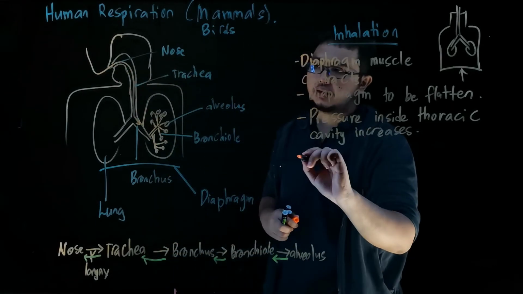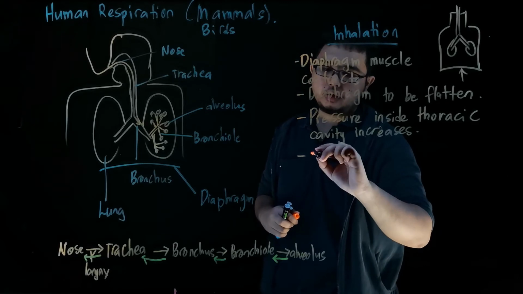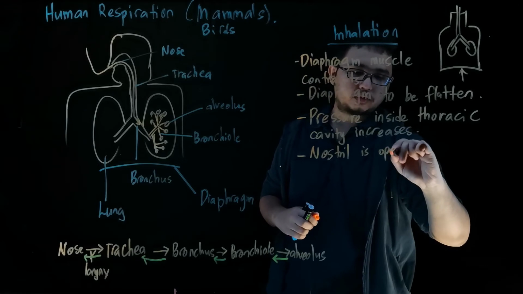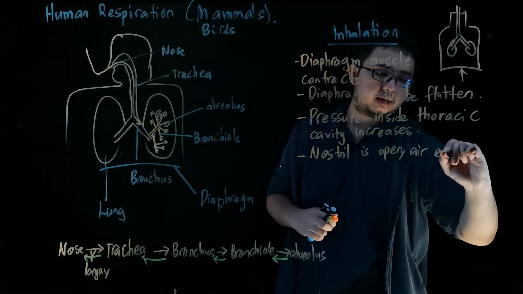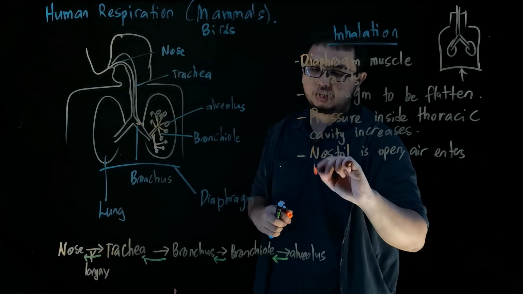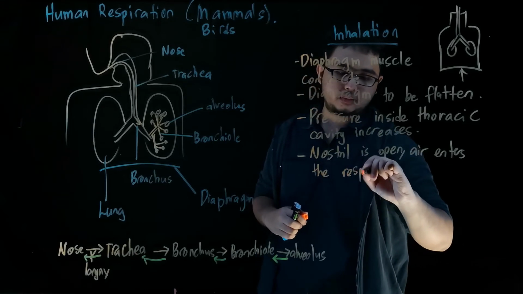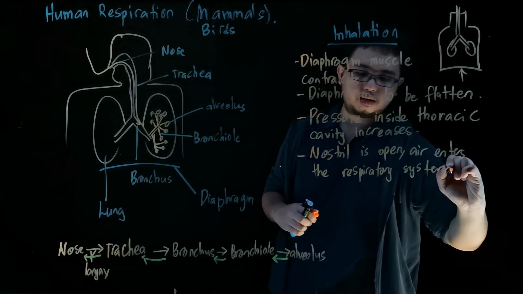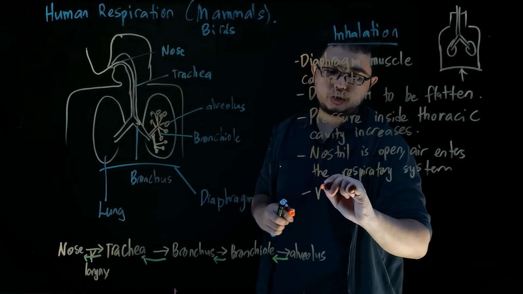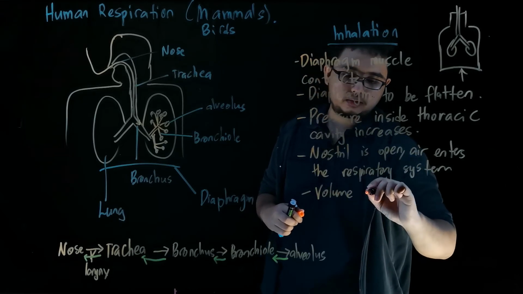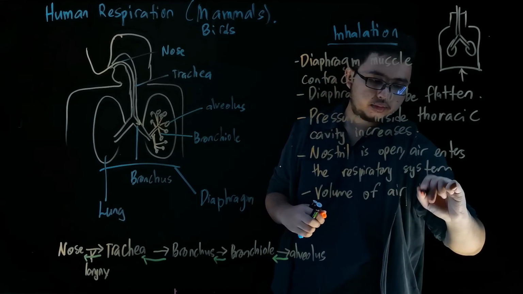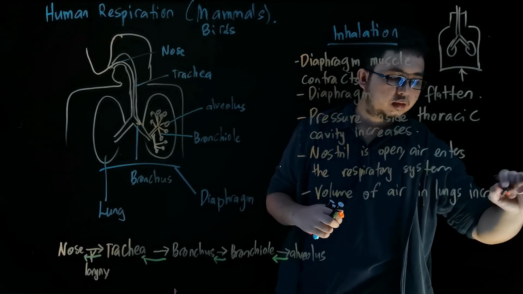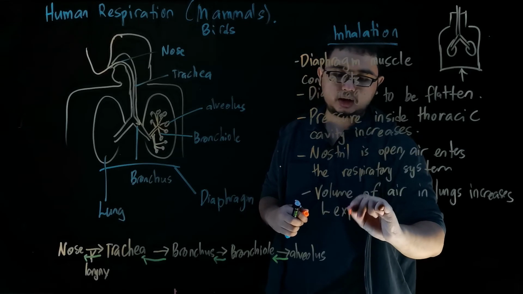So now what happened is your nostril is open. So the air enters the respiratory system. And then what happens is that the volume of air in the lung increases. So here you have expansion of the lung.